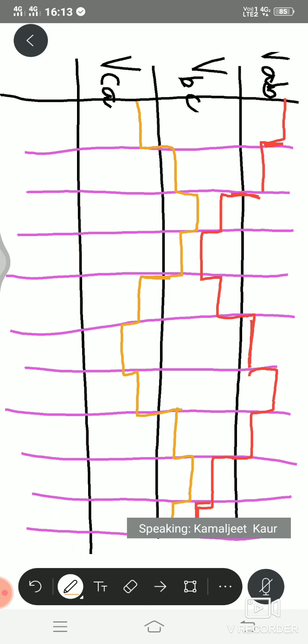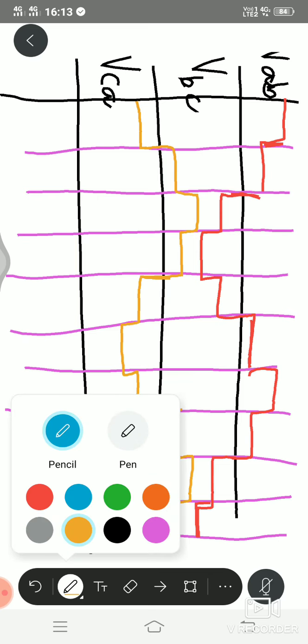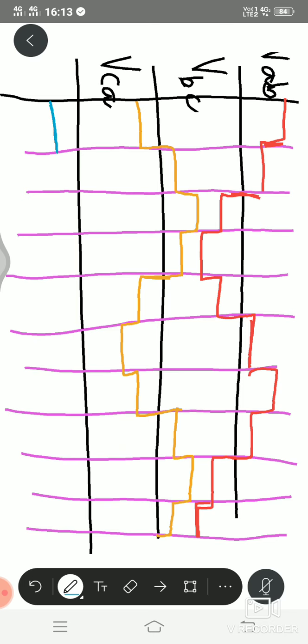Now VCA. VCA is equal to VCN minus VAN. So first stage, VCN is equal to 0. And what is VAN? VAN is equal to Vs by 2. So minus Vs by 2. Then second stage, VCN is equal to minus Vs by 2 and VAN is equal to Vs by 2. So minus 2 Vs by 2. That means minus Vs. That is why minus Vs.